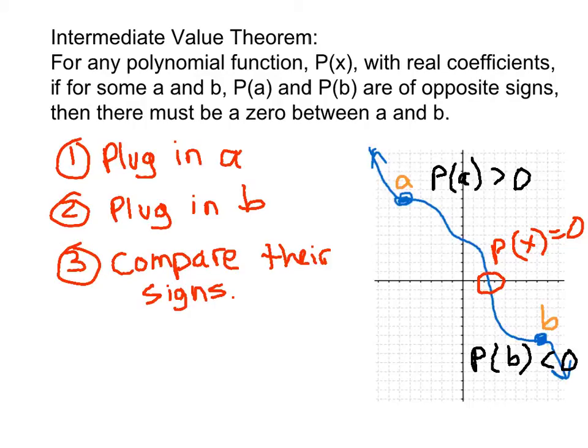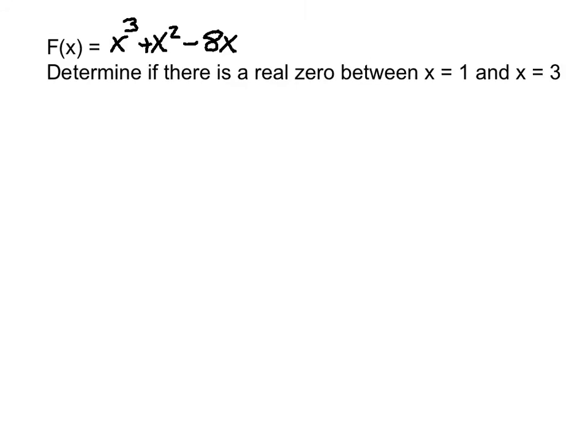What we're going to be using the intermediate value theorem for is seeing if one function value is positive, and the other one's negative, then there must be a zero between them. Let's look at an example.